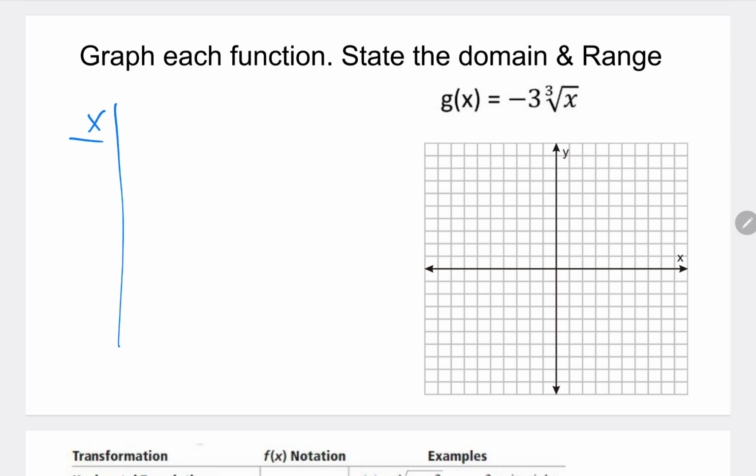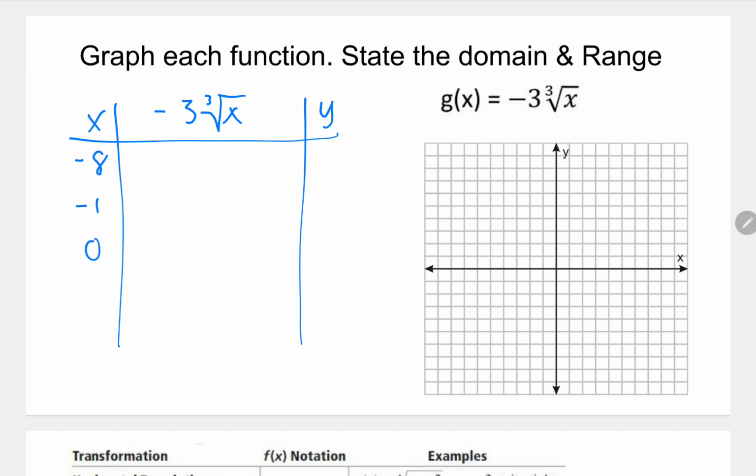All right, x, cube root of x. So I'm going to plug in -8, -1. 0 is also a perfect cube. 1, 8 to get us started.